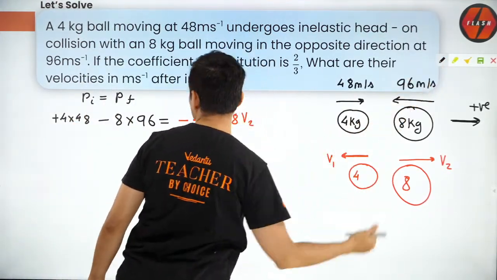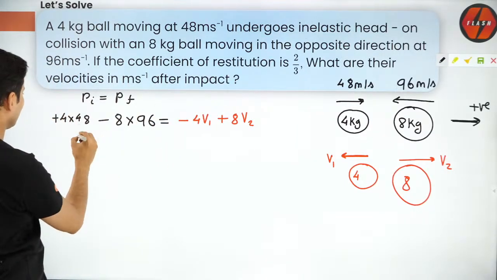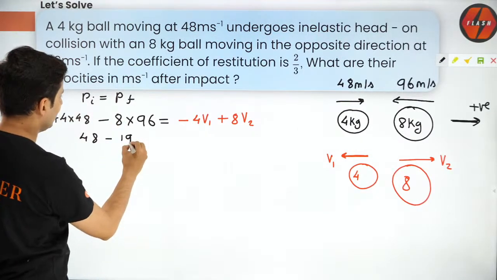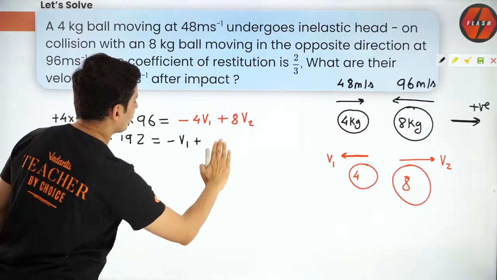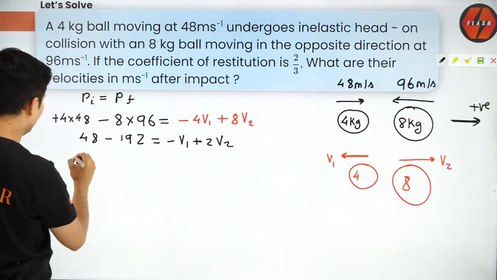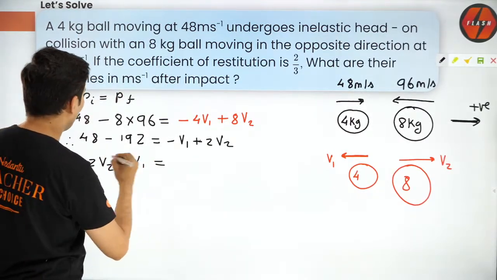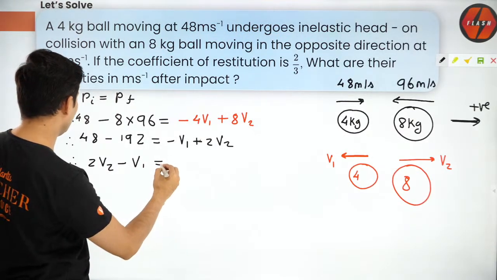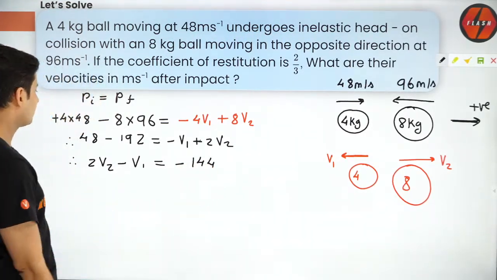Now you can simplify this a little bit, like you can take away 4 from all the sides, so you will get 48 minus 2 into 96, which is 192, is equal to minus V1 plus 2 V2, I believe. Now just rearrange it a little bit and what will you get? 2 V2 minus V1 equals 48 minus 192, which will be 144 with the negative sign. Just check this out.